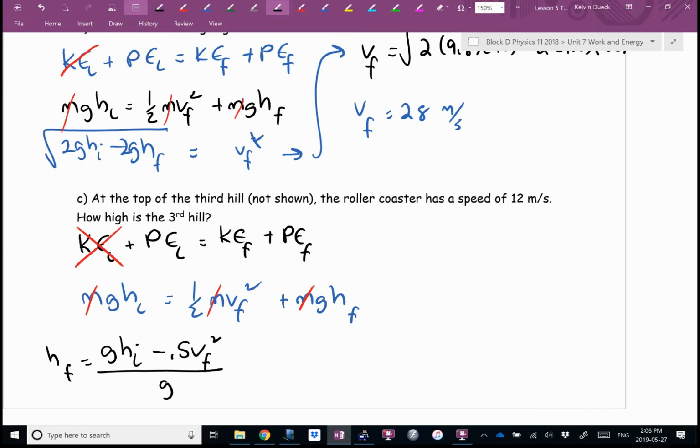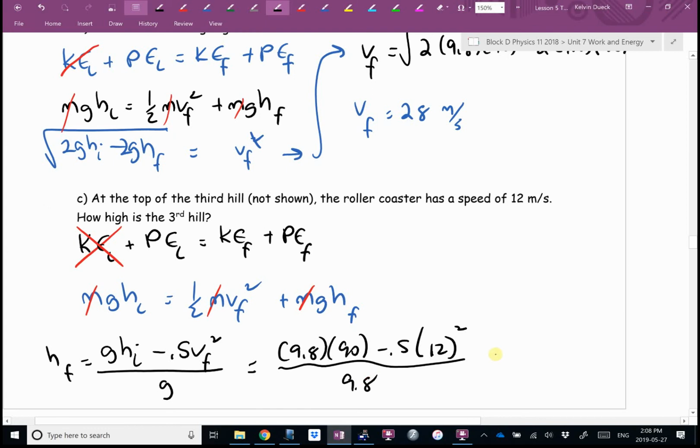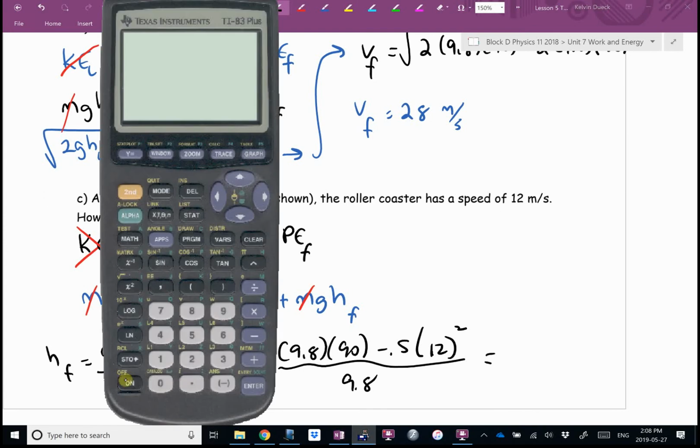You behaving yourselves? Because I'm catching you. 9.8 times 90 minus 0.5 times 12 squared, all over 9.8. This one is complicated enough. I would strongly encourage all of you to try typing this in. Mackenzie, is this a fraction? Is there more than one thing on the top? I'm putting brackets around the top. Although I only got one thing on the bottom, so I don't need brackets around the bottom, but I would encourage all of you to try typing this in.